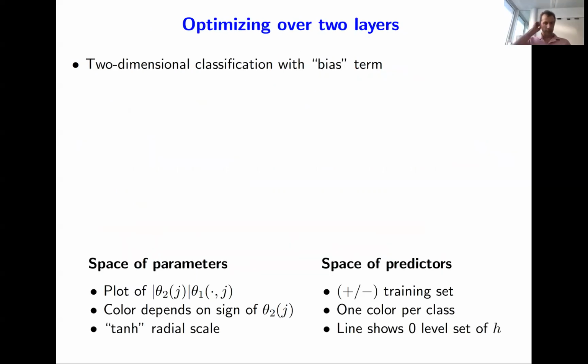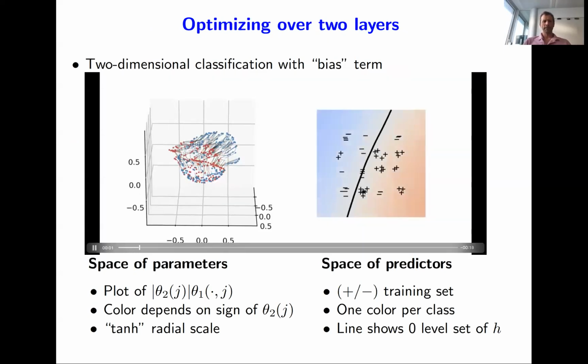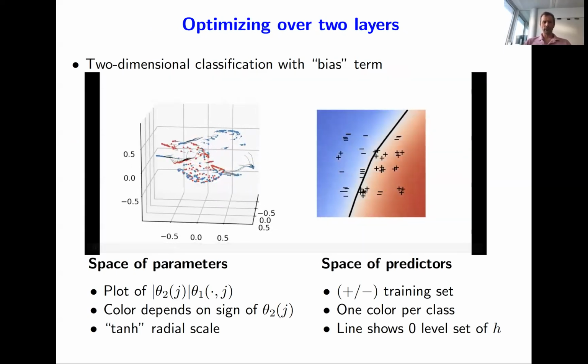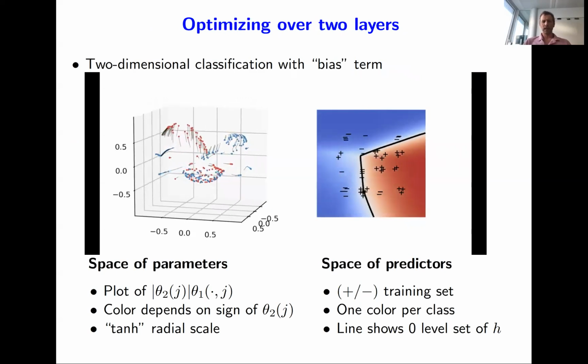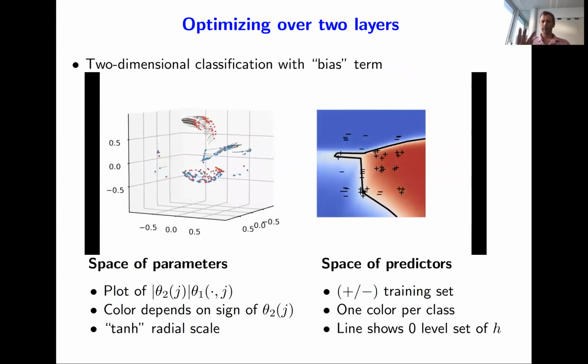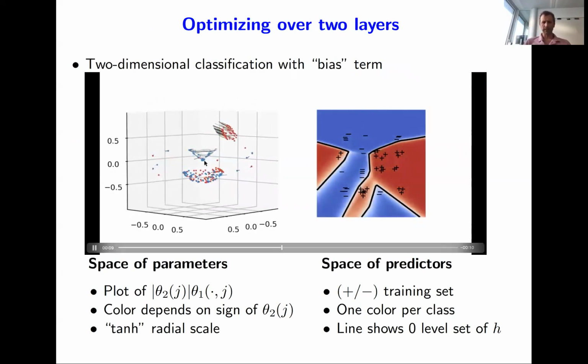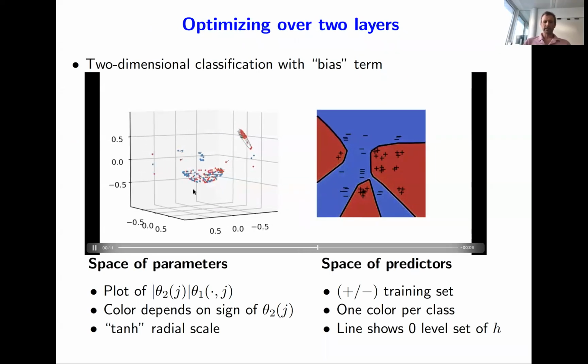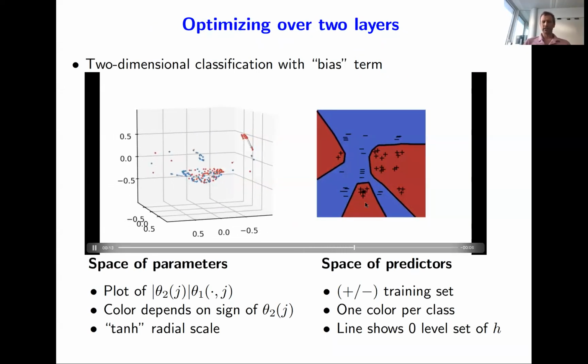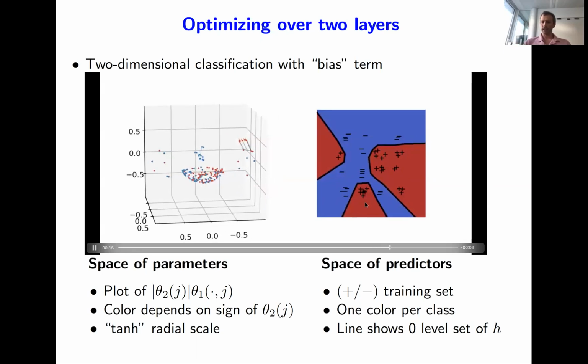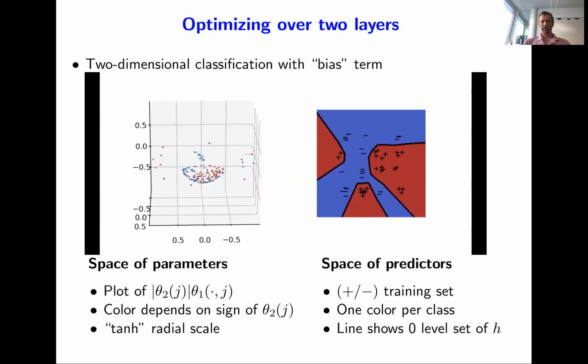So let's look at some plots about optimizing over two layers. On the left, I will plot the neurons in the space of parameters. On the right, the space of predictors. So on the left, you see neurons moving along. You see the problem in 2D with a bias, a constant term. So you have three parameters, and you see the neurons moving on the left, and they move a lot. And on the right, you see the prediction function, which is moving along.